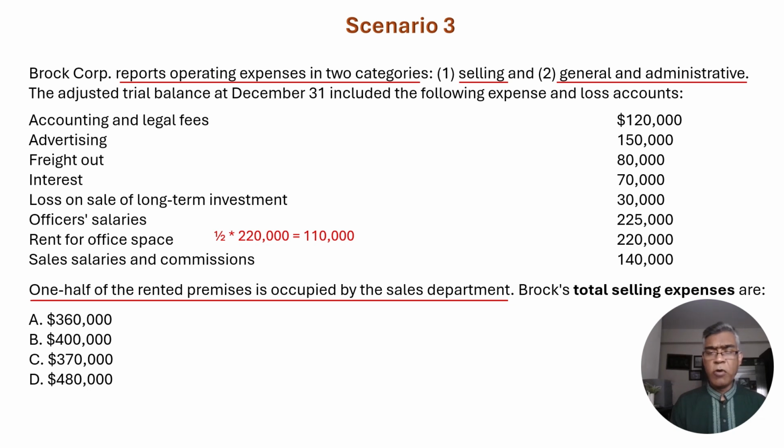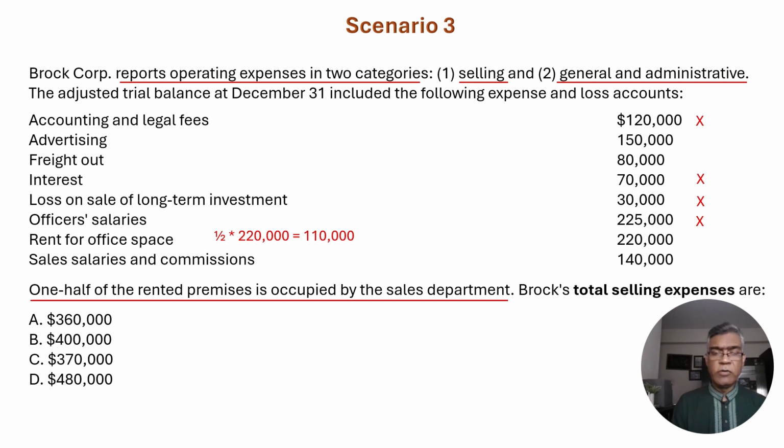So our call of the question is total selling expenses. Now we need to classify each expense. Accounting and legal fees: is this related to general and administrative? So it is cancelled. Advertising, it is related to sales. Freight out, it is related to sales. Interest, it is related to financial charge or non-operating, so it is cancelled. Loss on sale of long-term investment, it is also non-operating. Officer salaries, it is general and administrative. Rent already calculated 108,000. Sales salaries and commissions 140,000.